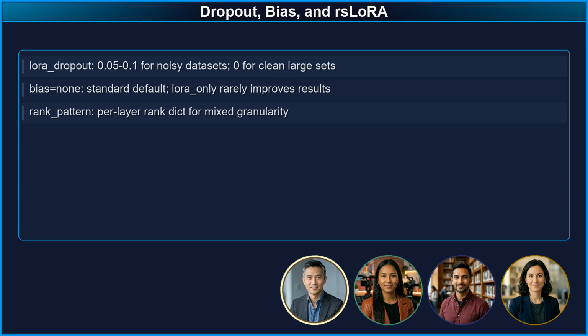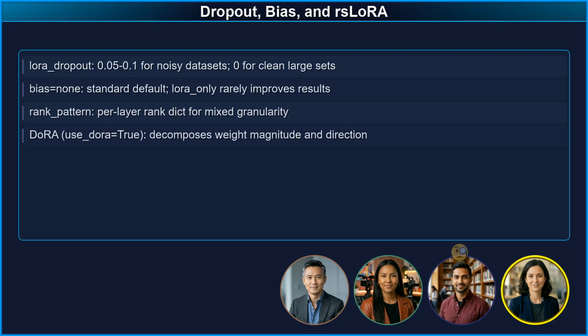DoRA, available as use_dora equals true in the LoRA config, decomposes the adapted weight into a magnitude component and a direction component and applies LoRA only to the direction. The reported benefit is more stable training and slightly better quality on instruction following tasks. The cost is roughly double the backward pass memory of standard LoRA at the same rank.